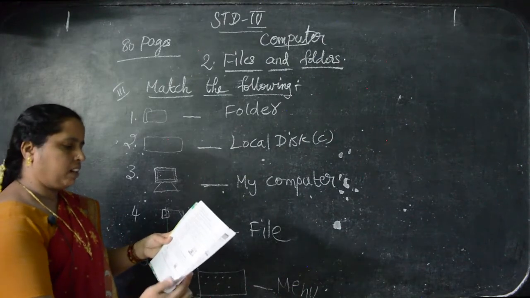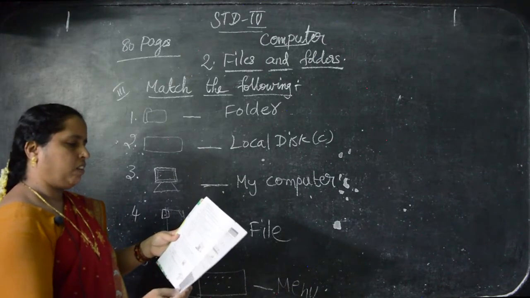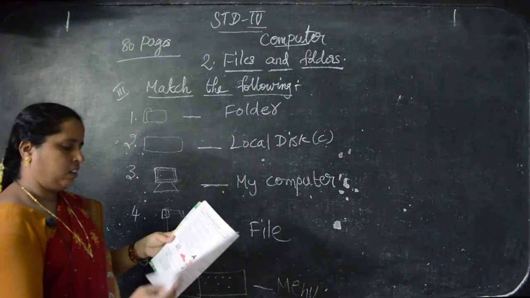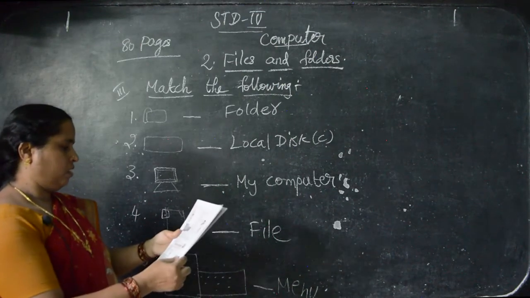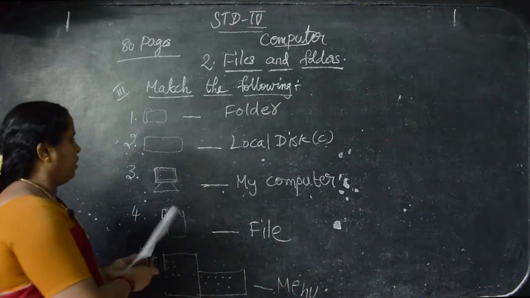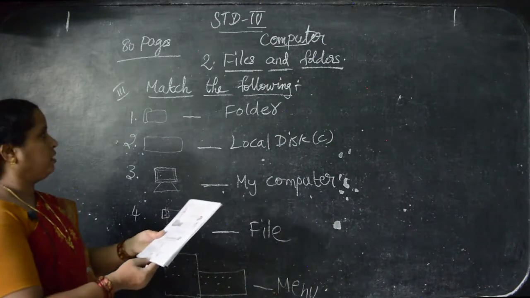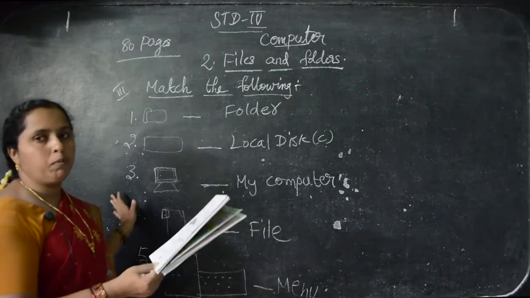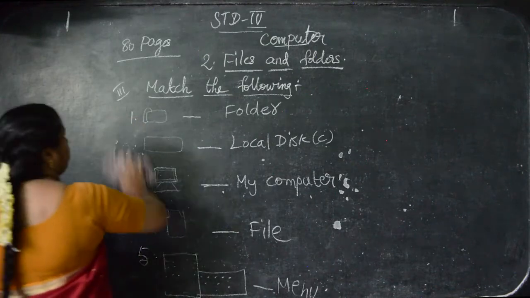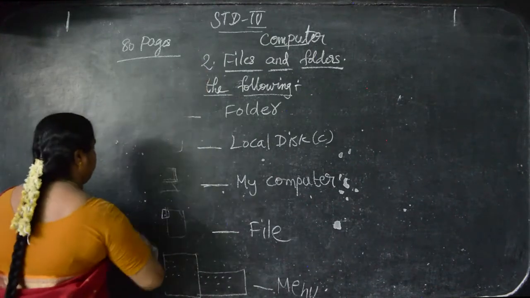Have you all finished this one, children? Okay. In your book, page number 7, match the following. So, have you all finished? No. So, we pass on to next.